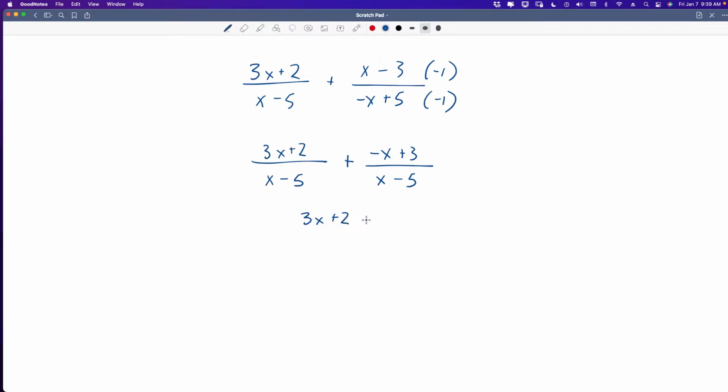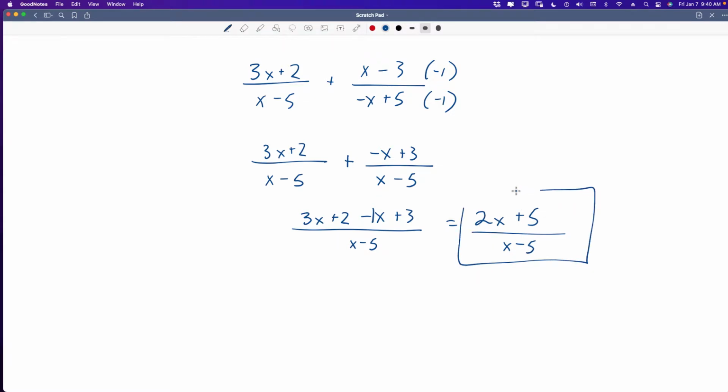3x plus 2. We skip this because this already has its own sign. Minus x plus 3, and then this is all over x minus 5. When we combine all like terms, we get 2x plus 5, because that's a -1. You always have that invisible 1 right there. And then this becomes x minus 5 under the bottom, and that would be the answer to that.